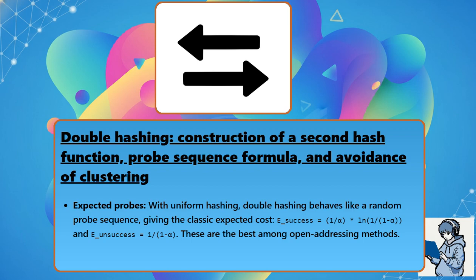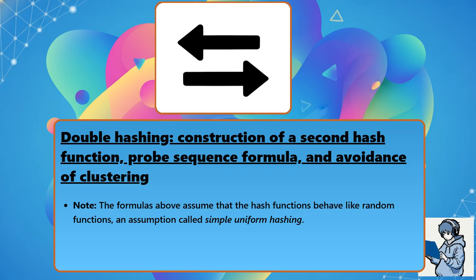Expected probes with uniform hashing: double hashing behaves like a random probe sequence, giving the classic expected cost. E success equals (1 over alpha) times natural log of 1 over (1 minus alpha), and E unsuccess equals 1 over (1 minus alpha). These are the best among open addressing methods.